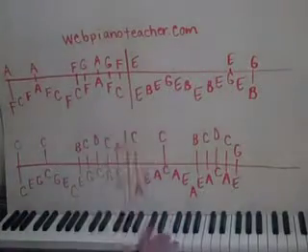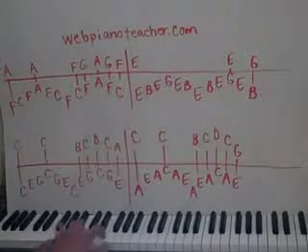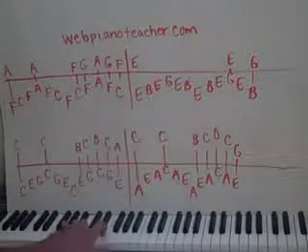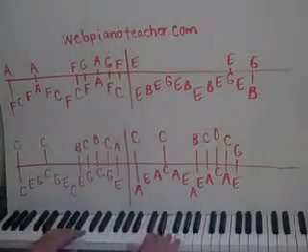And then we're going to have E here. Left hand's going to go to an E minor. So E, B, E, G, then back down. E, B, E, G, E, B. Okay? I'm going to play these together.